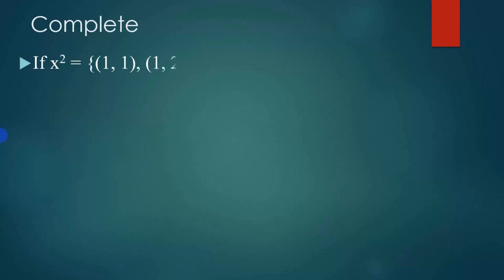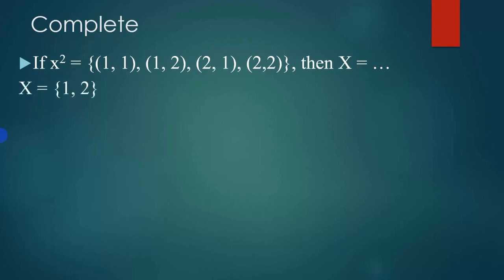Complete. If X2 is the set of (1, 1), (1, 2), (2, 1), (2, 2), then X equals. Very simple. You can use either the first projections or the second projections to conclude the elements of the set X, because all the first projections and all the second projections are the elements of the set X. So X is the set of 1 and 2.